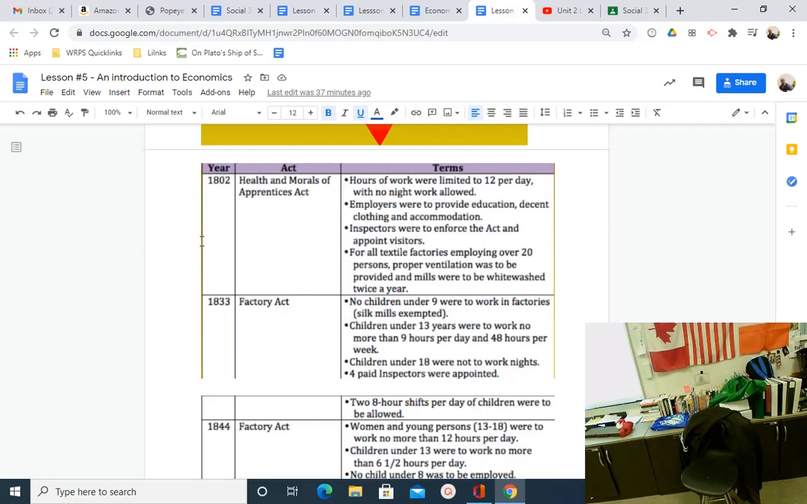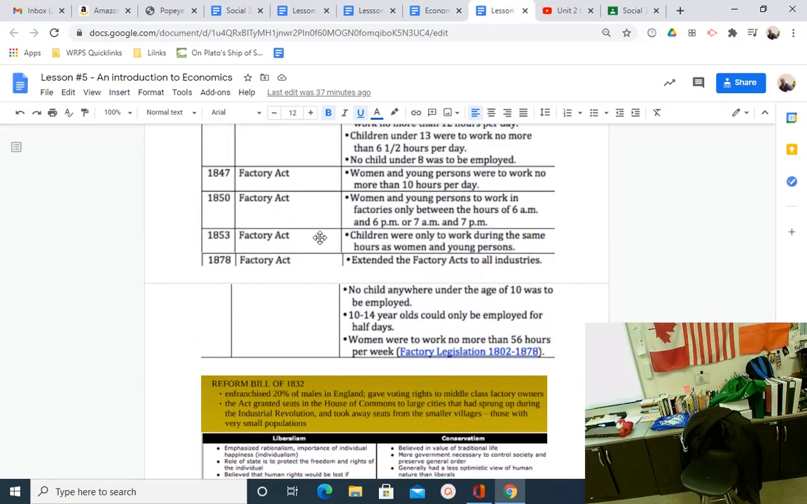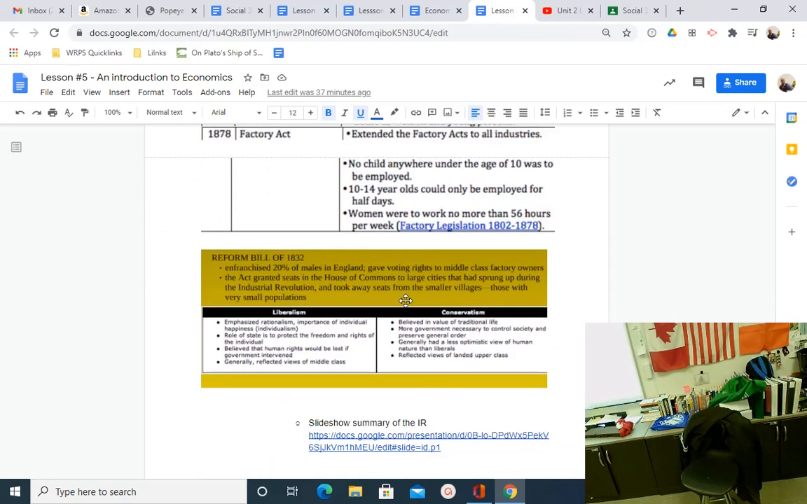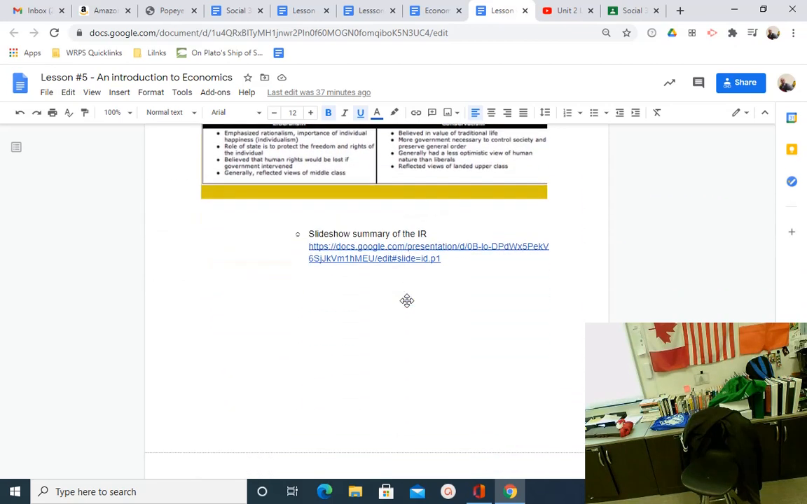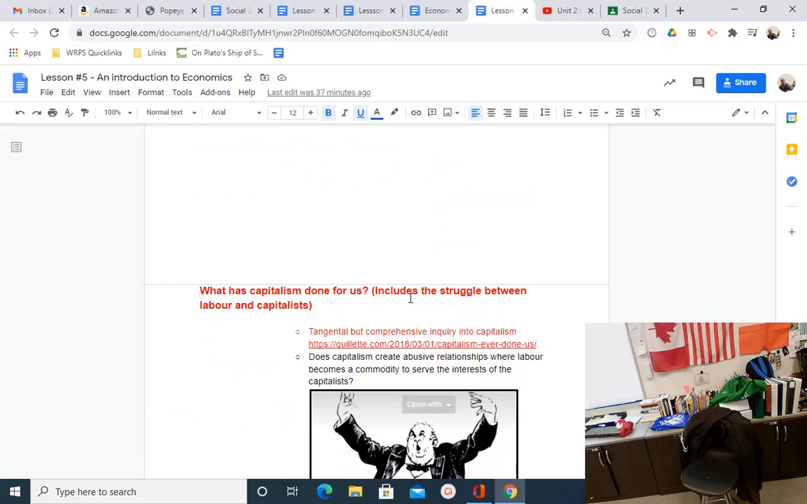If it's in a multiple choice test, these things should be on the page for you. Other than the Factory Act, sometimes they'll test you on that. But if you want to include these into your essay, then this is where you need to come back to. So lots of reforms made through looking at the problems of the Industrial Revolution.